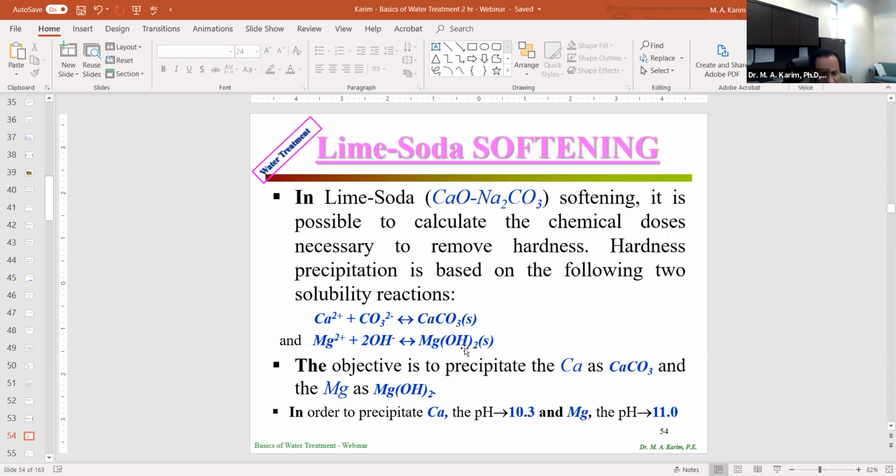In order to precipitate calcium, we need a pH of 10.3, and for magnesium, we need a pH equal to 11. I think in the flow chart of this softening plant, I showed you 10.3 to 11, right? That's the idea, because we need a pH of at least 10.3 to precipitate the calcium as calcium carbonate, and a pH of 11 for magnesium to be precipitated as magnesium hydroxide. So that means we have to do something to bring the pH up, right?